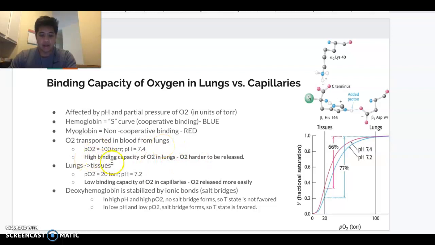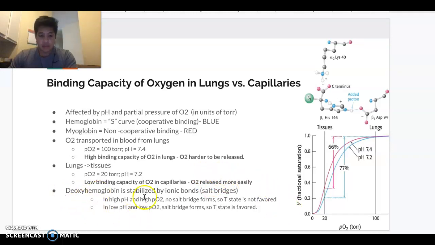This means that there's a high binding capacity of oxygen in the lungs, or in other words, O2 is harder to release. When we move from the lungs to the tissues, there's a noticeable decrease in the partial pressure of oxygen as well as the pH, as seen here, 20 torr and 7.2 respectively. This means that there's a low binding capacity of oxygen in the capillaries, or in other words, O2 is released more easily.